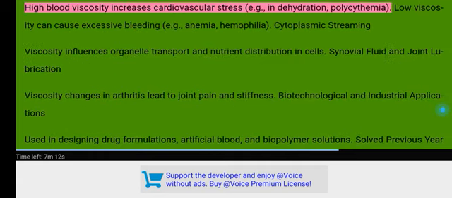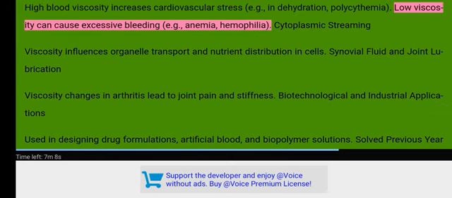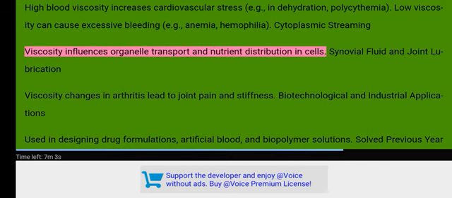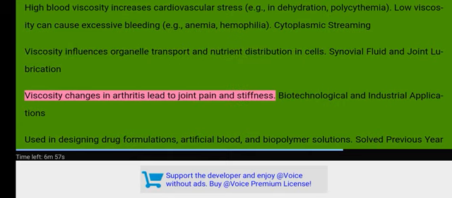Applications of viscosity in biology. Blood flow and circulation. Blood viscosity increases cardiovascular stress, e.g., in dehydration, polycythemia. Low viscosity can cause excessive bleeding, e.g., anemia, hemophilia. Cytoplasmic streaming. Viscosity influences organelle transport and nutrient distribution in cells. Synovial fluid and joint lubrication. Viscosity changes in arthritis lead to joint pain and stiffness.